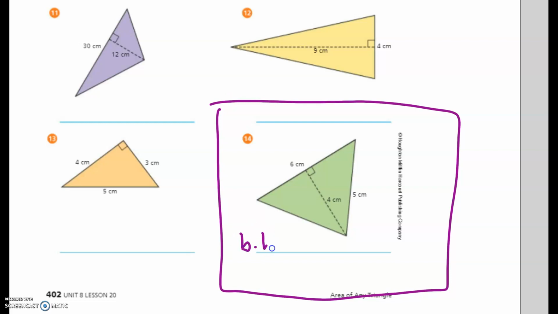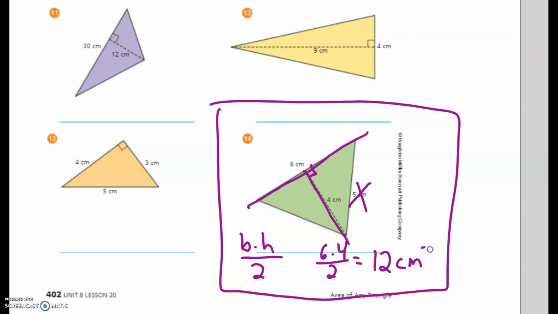So remember, it's base times height divided by 2, or half the base times the height. So we really need two numbers, the base and the height. But over here, they've given us 3 numbers. So one of those numbers we're not going to use. Which one? Well, look for that right angle. And the 2 lines that form that right angle are the numbers that you need. So we need the 4 and the 6, not the 5. So we have 6 times 4 divided by 2. 24 divided by 2 is 12 centimeters squared.